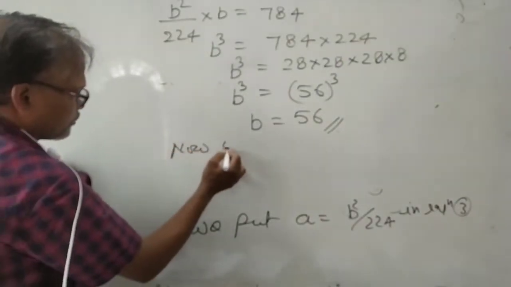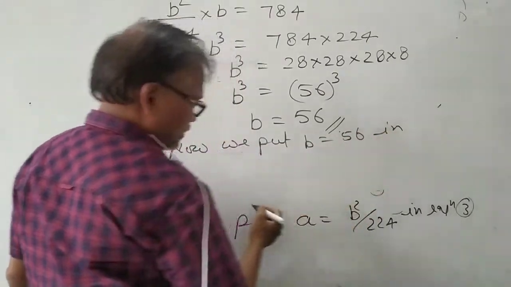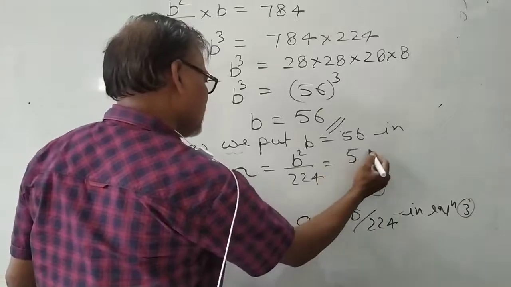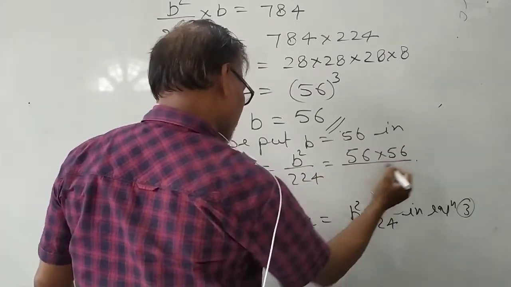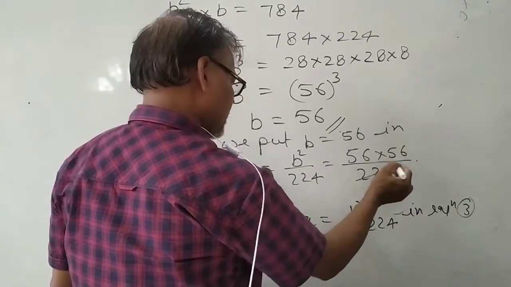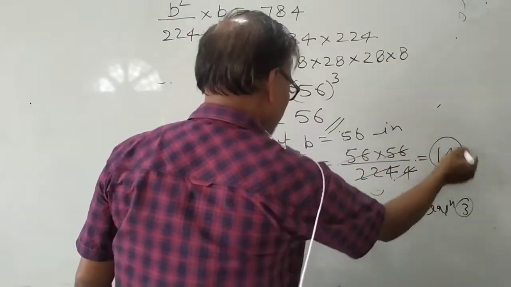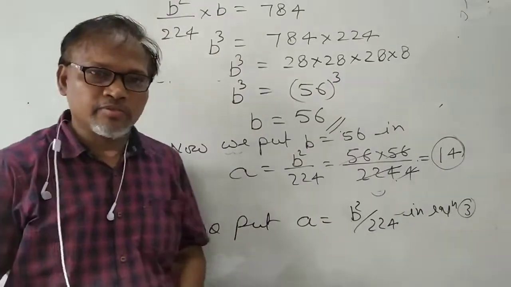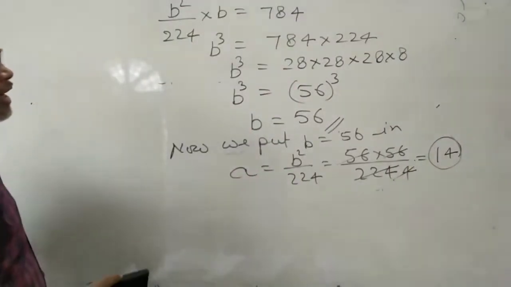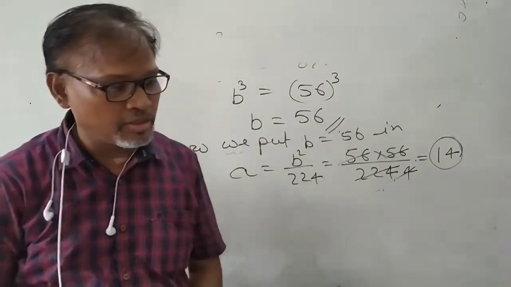Now we put b is equal to 56 in a is equal to b square by 224. So 56 into 56 upon 224. Can you solve? Yes. 56 4s and 4 14s. The second number is 14. By this way you can solve. This is the simplification only. Other questions of this exercise also you can do.